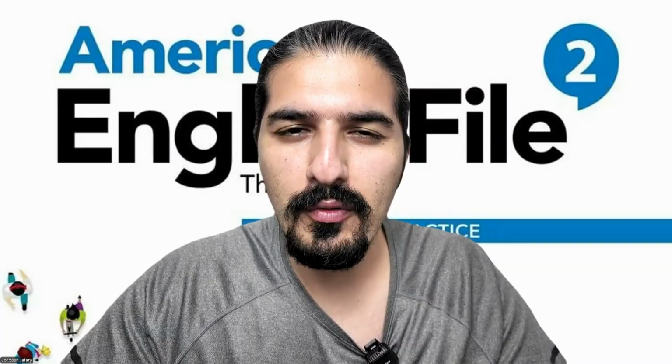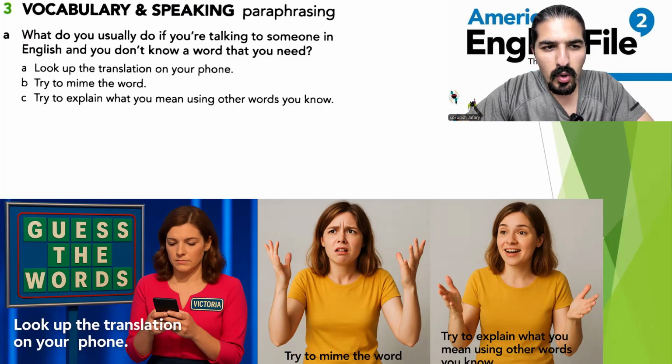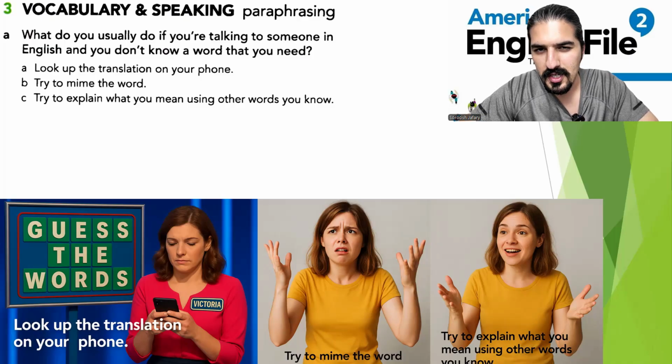Now, in the next part of our lesson, we're going to talk about paraphrasing. And they tell me, teacher, what is paraphrasing? Well, have your coffee. I'll explain everything. And I mean everything. Moment of truth. Now, everybody, what do you usually do if you're talking to someone in English and you don't know a word that you need? Okay. So sometimes you can look up the translation on your phone or use ChatGPT, Google Translate, or you can try to mime the word. Or at the same time, you can try to explain what you mean using other words that you know. Now, this is what we call paraphrasing.